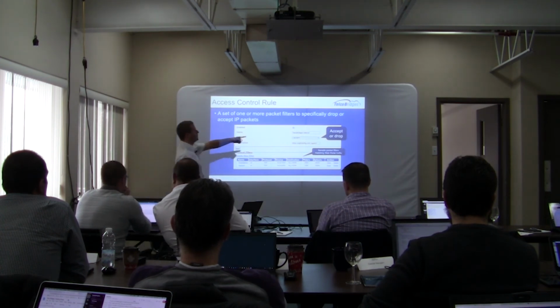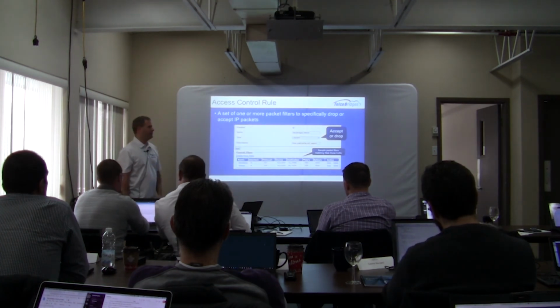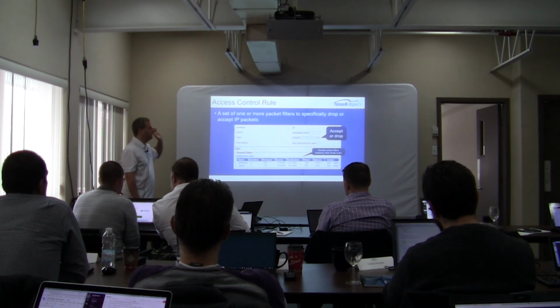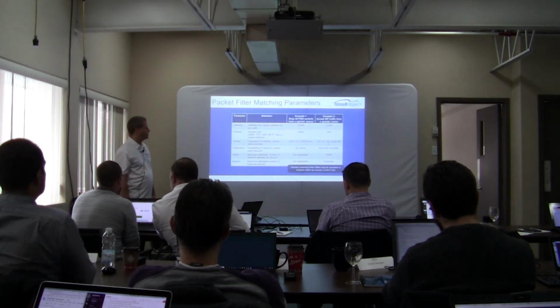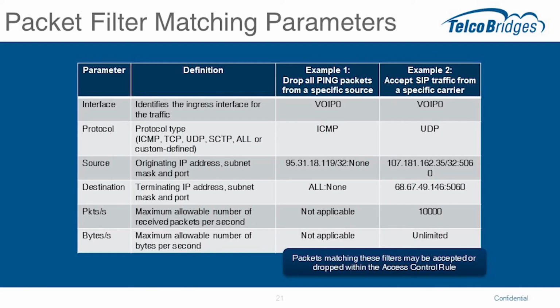So you can also do a drop, right? If you know some sources are untrusted and you don't want them, you can force them to drop. But normally, they are dropped automatically, so that's not too much of a problem. These are the things you can adjust: type of protocol, source, destination, packet per second, bytes per second.